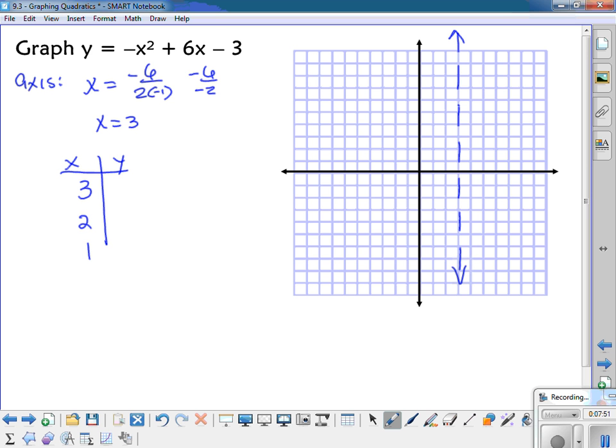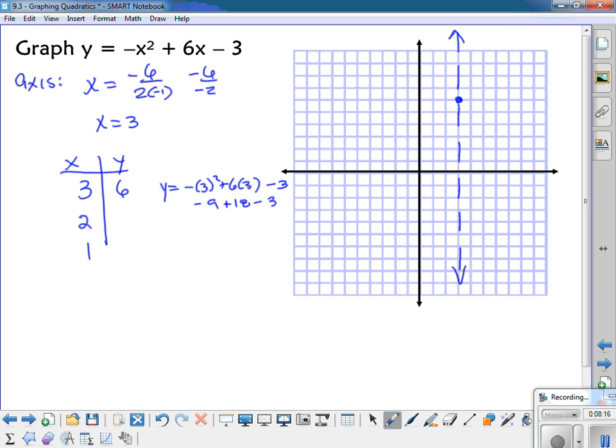So if I plug in 3, I get negative 9 plus 18 minus 3. So 18 minus 9 is 9. 9 minus 3, I get 6. And that's my vertex at 3, 6.